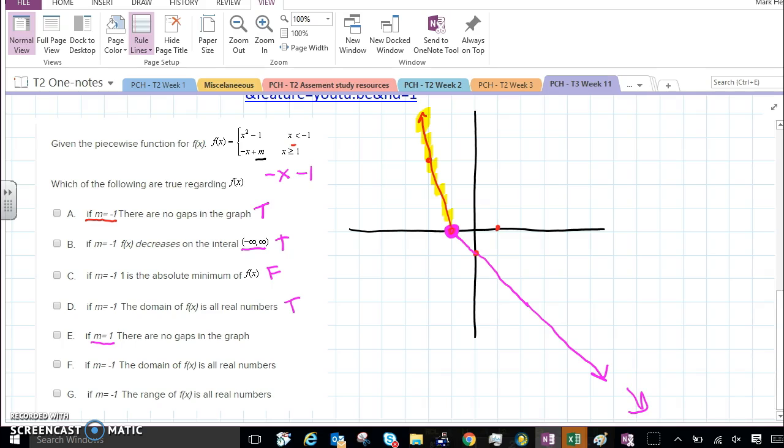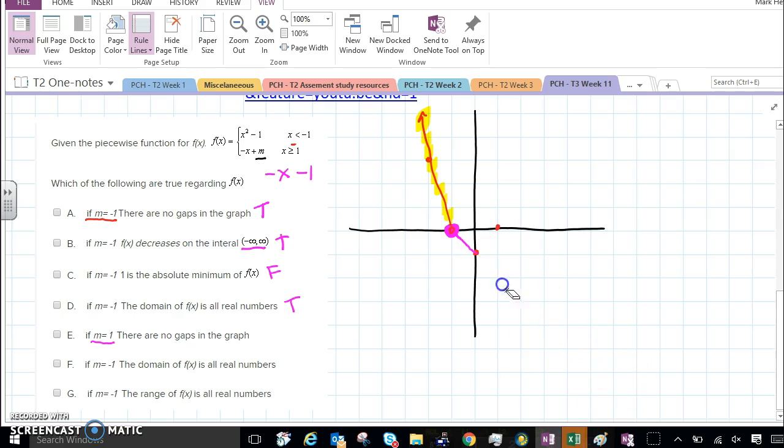Now we will draw a different function where m is 1. So we'll erase what we have here. Only the portion of the graph that is the line gets erased. The rest stays. So if m is 1, we have a y-intercept of 1 and still a slope of -1. So now, are there gaps in the graph? Yes, there's now a gap in the graph. So this would be false. Where's the gap? It's right here because we have to pick up our pencil to come up to there.